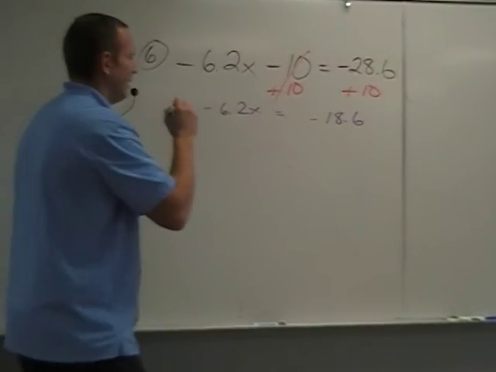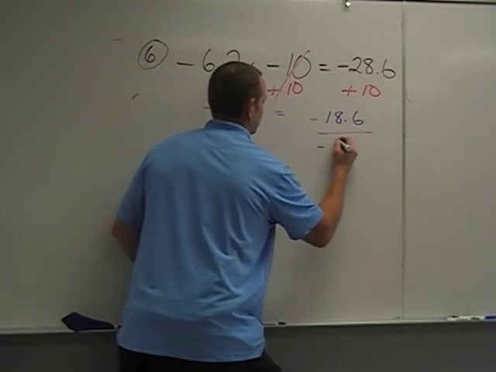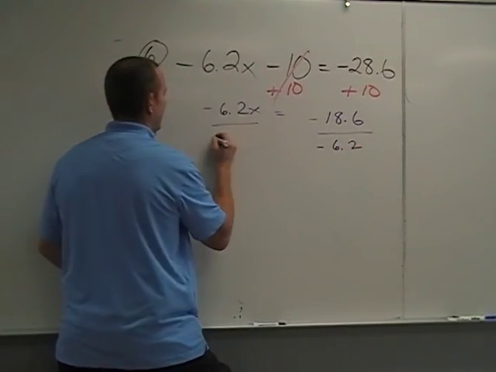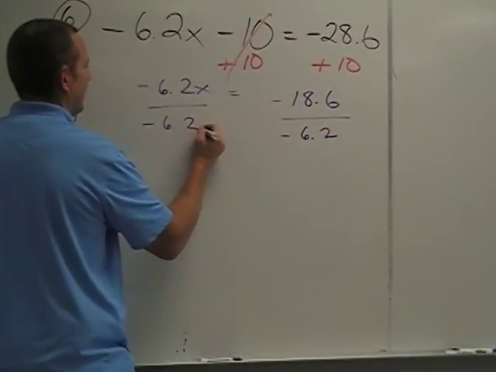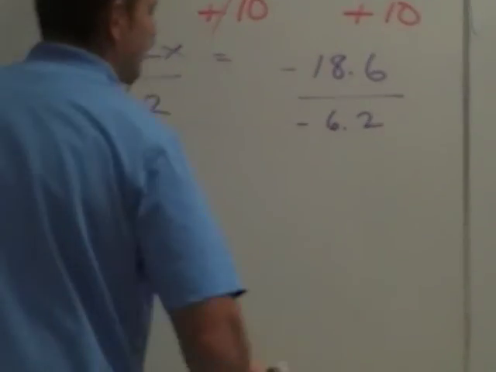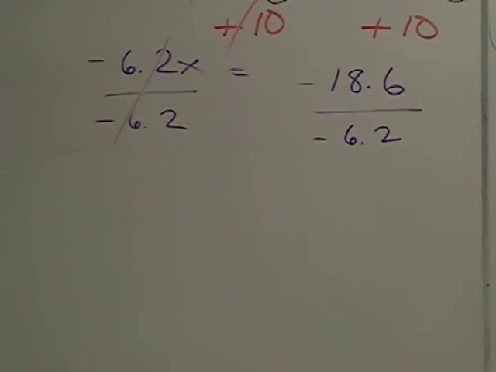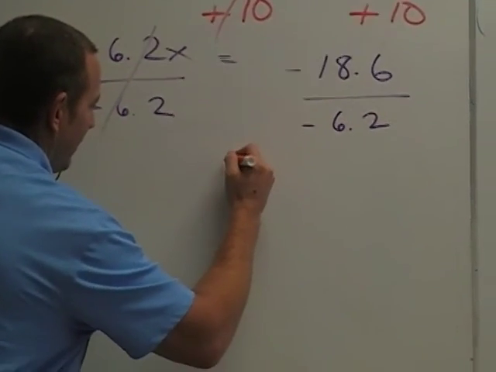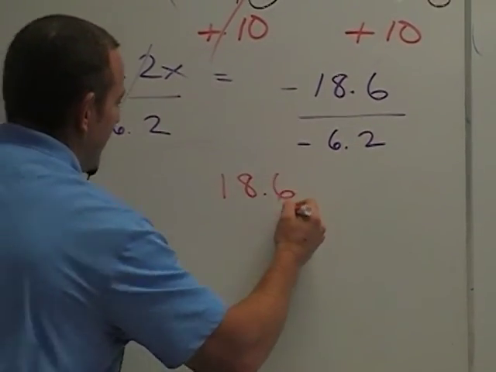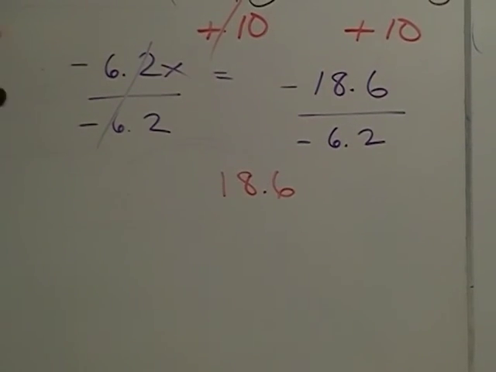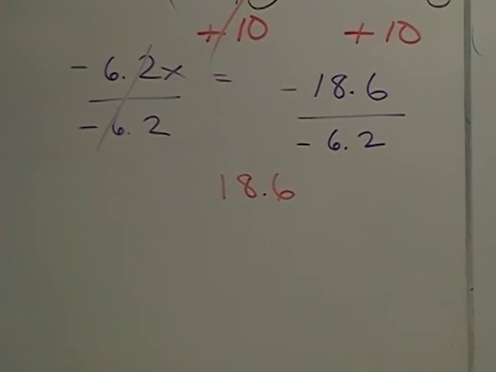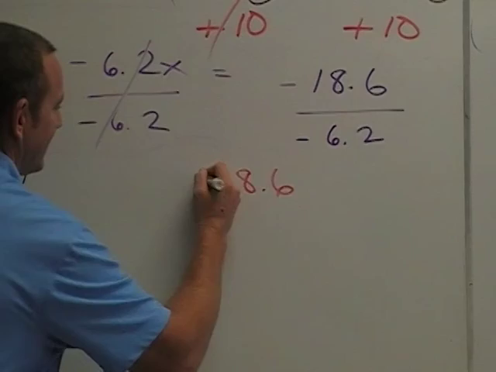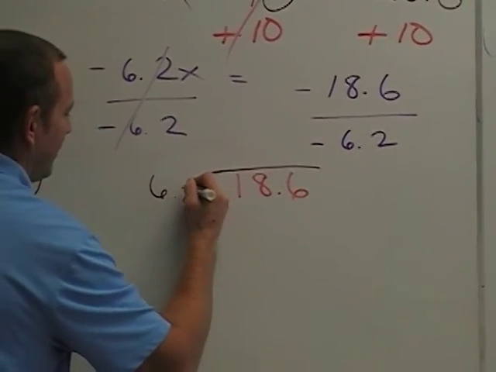Divide both sides by what? Negative something. We already know this is going to be a positive or negative answer. Positive. Two negatives, when you divide, it's a positive. When in doubt, go to in and out, right? Here we go. 18.6. This pen is not good. I need to discard it. Okay, now we're going to take 18.6 and divide it by 6.2.